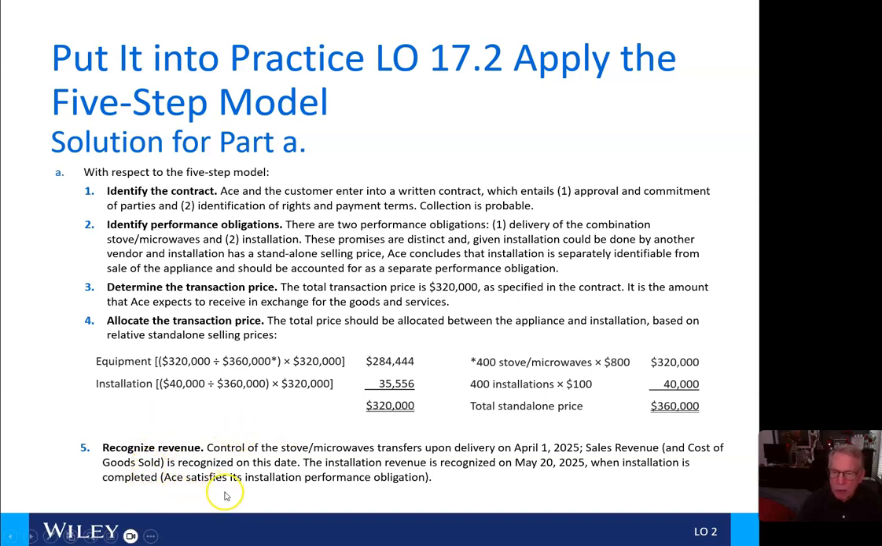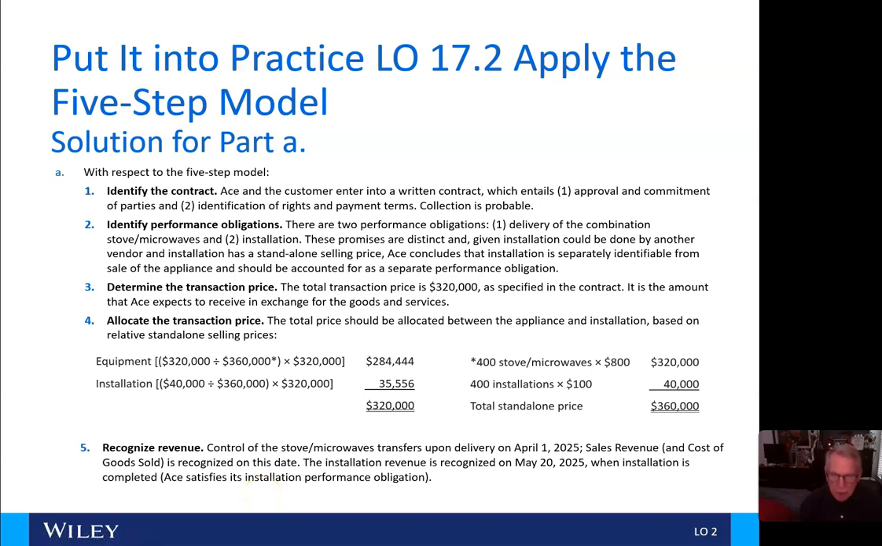Then we recognize the revenue. The control of the stove microwaves transfers upon delivery on April 1, 2025. Sales revenue and cost of goods sold are recognized on that date. The installation revenue is recognized on May 20th, 2025, when the installation is completed and Ace has satisfied its installation performance obligation.